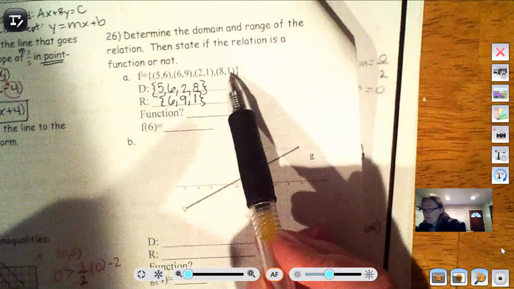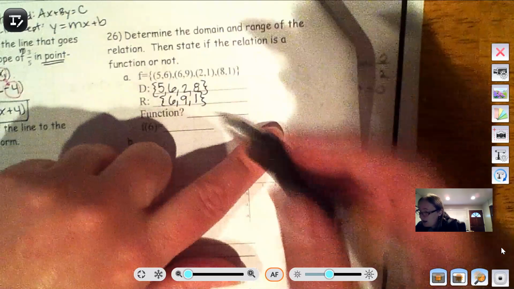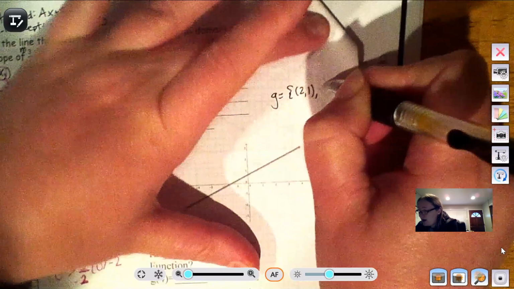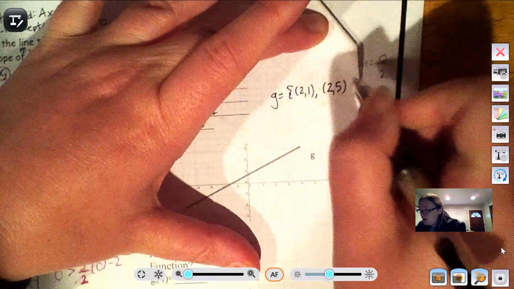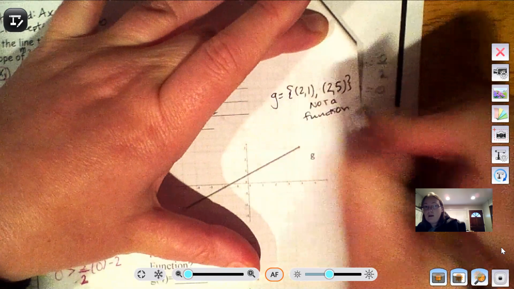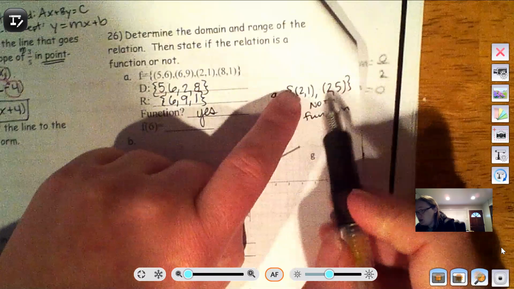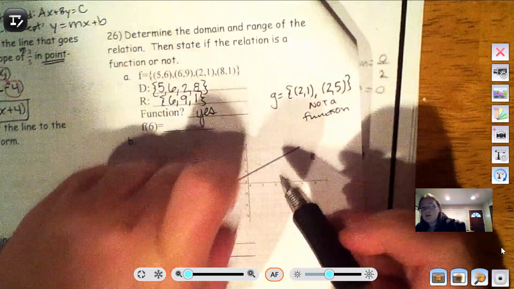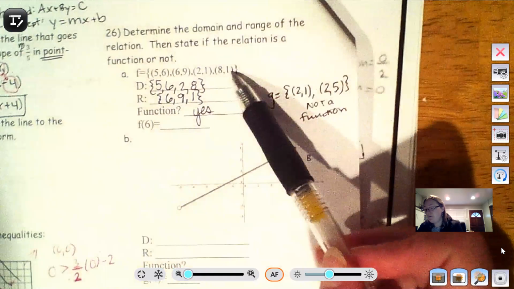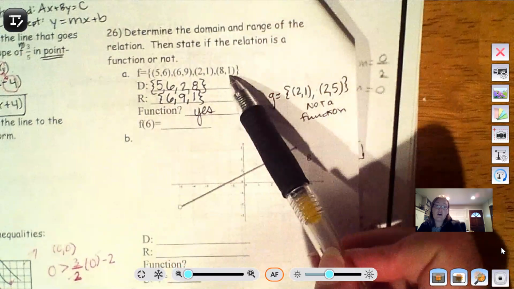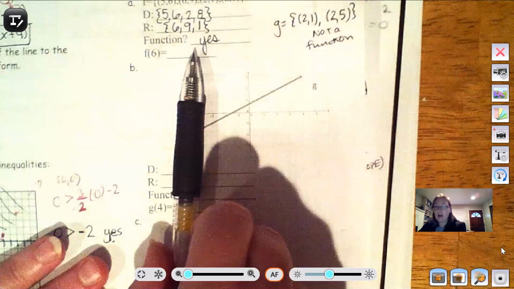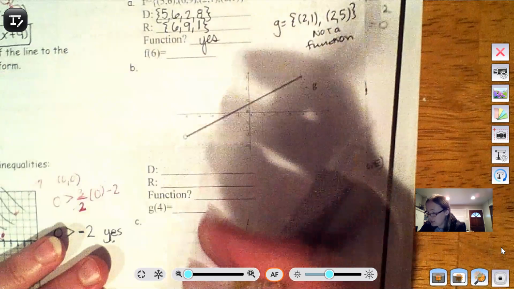So the only issue is if you had an example where you had an x of 2 going to 1 and you had 2 going to 5, that would not be a function, because an x went to 2 different things: an x of 2 went to 1 and it went to 5. Another trick is to plot these on graph paper and see if it passes the vertical line test, which is what I can do on this one. I make sure I'm only touching one point at a time, which I am, so this is a function.